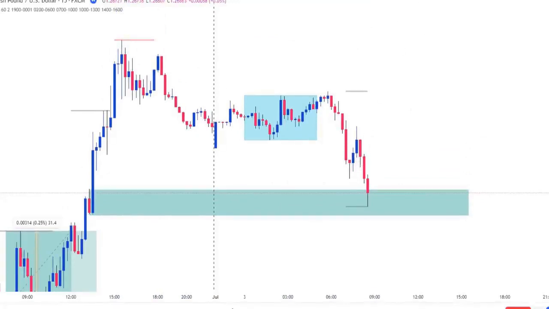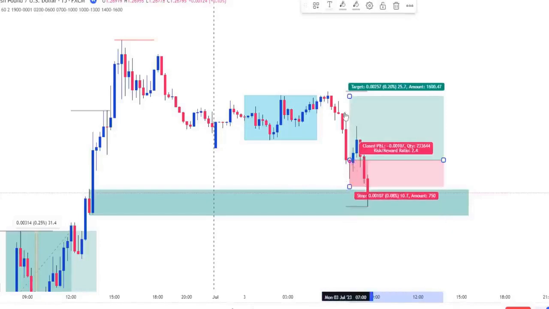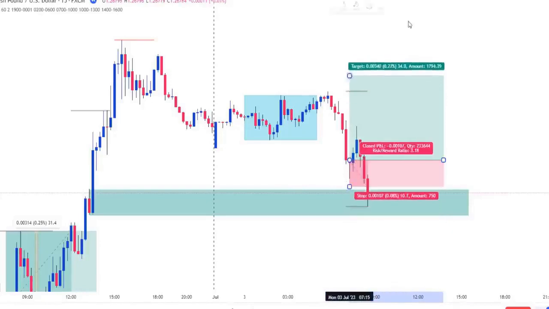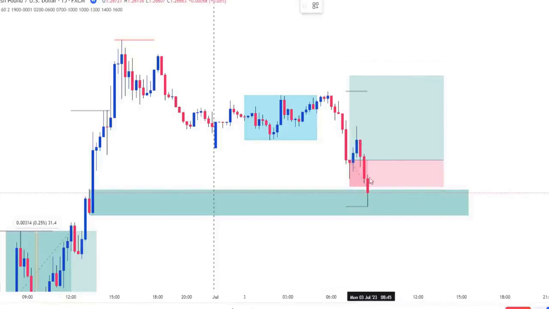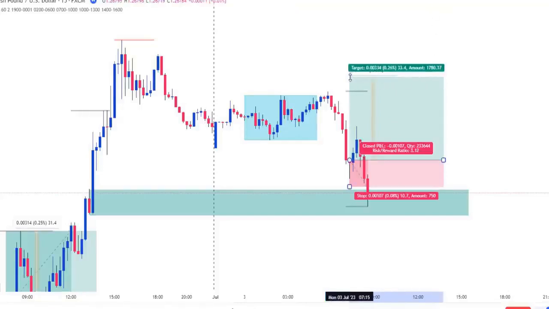But look at what happened. Let me show you that, because we want to see price come back into this order block, right? This is our entry, and our stop loss is just right below here, and our target is 30 pips. Let's see 30 pips from there. 30 pips is somewhere around here.